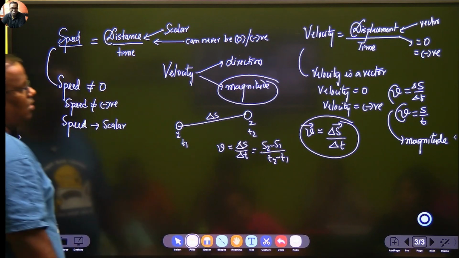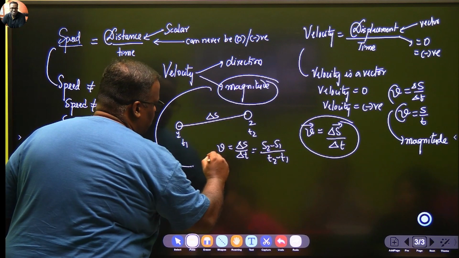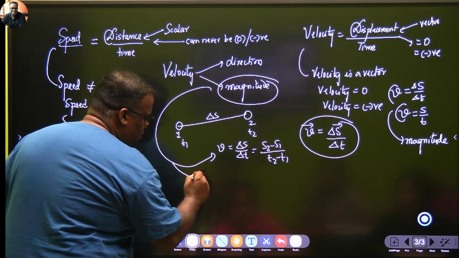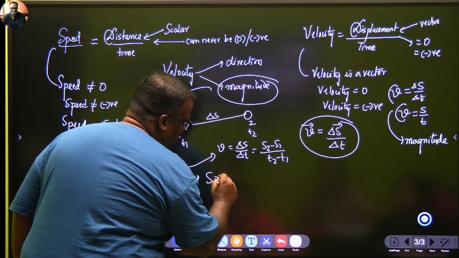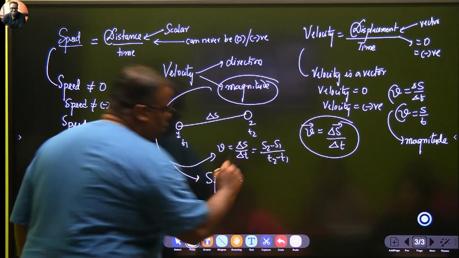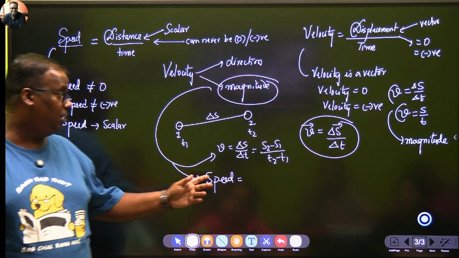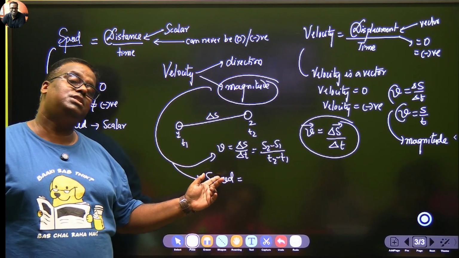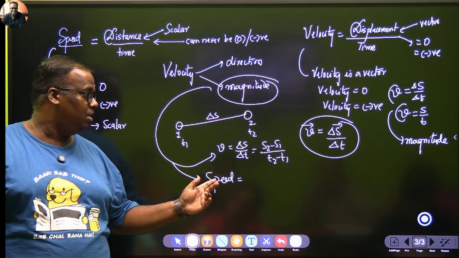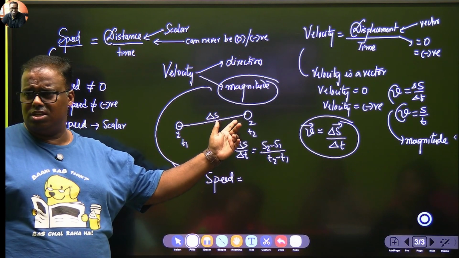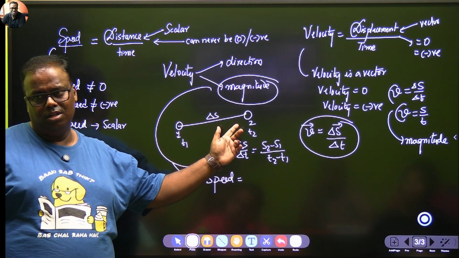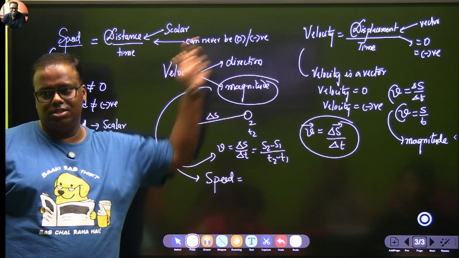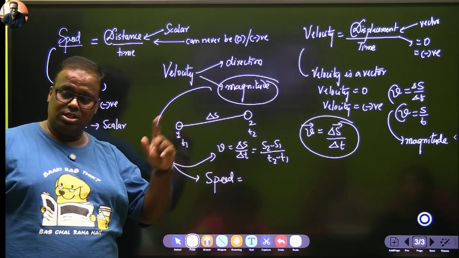Now, I am dealing with the magnitude. My question is, can I not say that this magnitude is also a type of speed? This is also a type of speed. Look at me, I am calling this magnitude a speed. What is speed's definition? Distance by time. This is also some kind of distance, but there is one difference. What? This is not any random distance, it is the shortest distance.